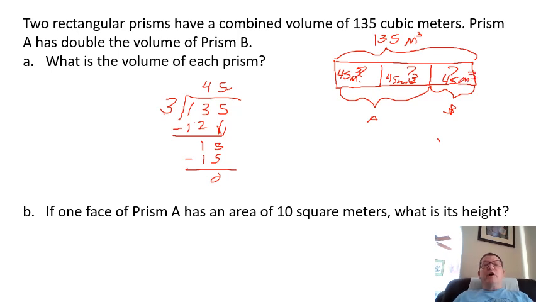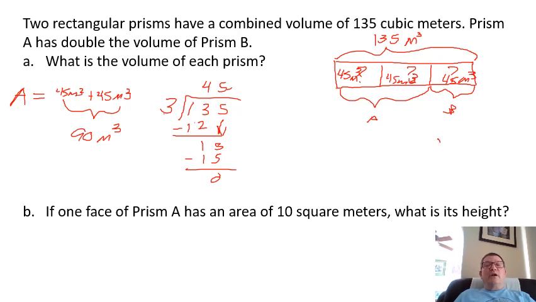So what is the volume of each prism? So prism A is equal to 45 meters cubed plus 45 meters cubed. When I add those together, I'm going to get 90 meters cubed. This would be a 3, not a 2. Now for prism B, we can see that I can write it over here, because there's only one section. Prism B is actually 45 meters cubed.